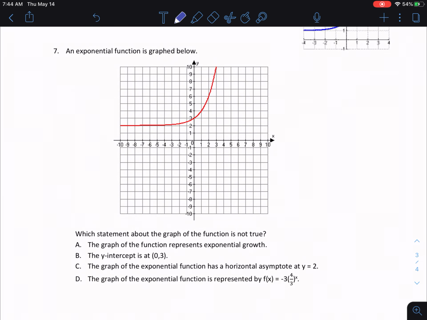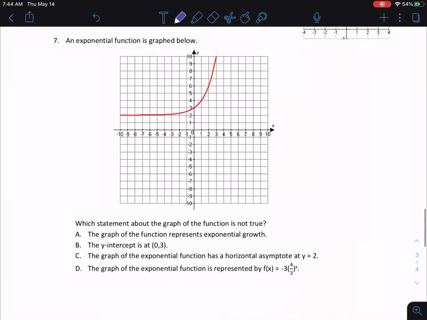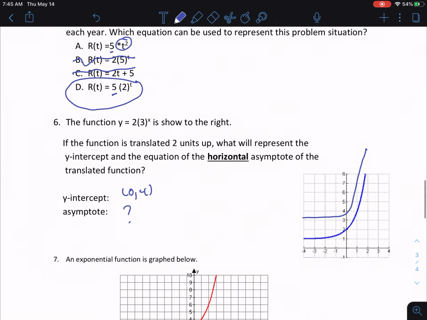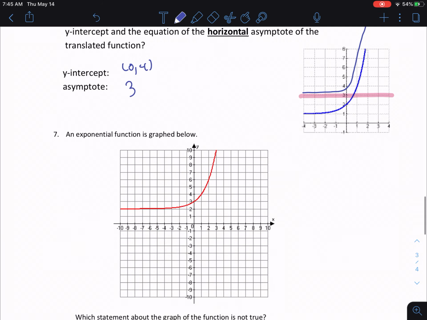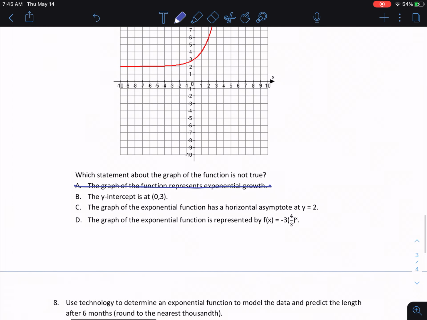7. The exponential function is graphed below. Which of the statements is not true? So A says it's growth, and that is true. The y-intercept is at 0, 3. Yep, that's true. The graph has a horizontal asymptote of 2. Oh, yeah, the horizontal asymptote here. That's what I thought it was, just to be clear. Is this where it never touches, right there at 3? So it's 3. So the horizontal asymptote is 2. Yep, that's true. So it's going to be D.